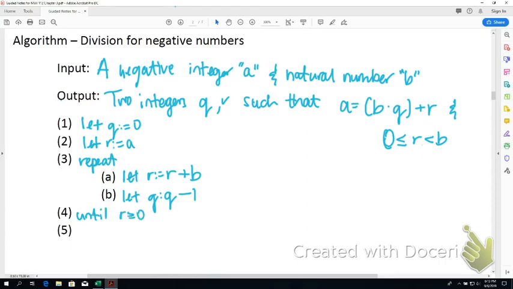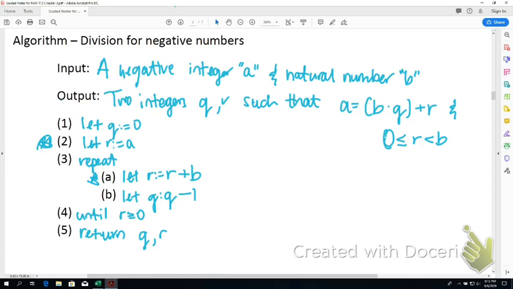R is greater than or equal to 0, and then we're going to return. Before I do the return, I'll finish writing my return: return the quotient and the remainder. Why do I stop when the remainder is positive? Because remember, if A is negative, then R is a negative value for step 2 right here. I'm going to keep adding my B to that, which I'm doing right here in 3A. Then I'm going to check after I add it. If that remainder is positive, then I'm done. So then I need to stop. I don't want to keep adding it.